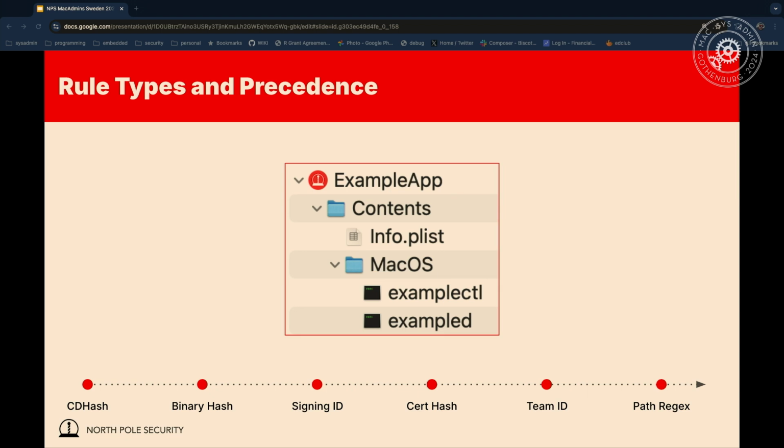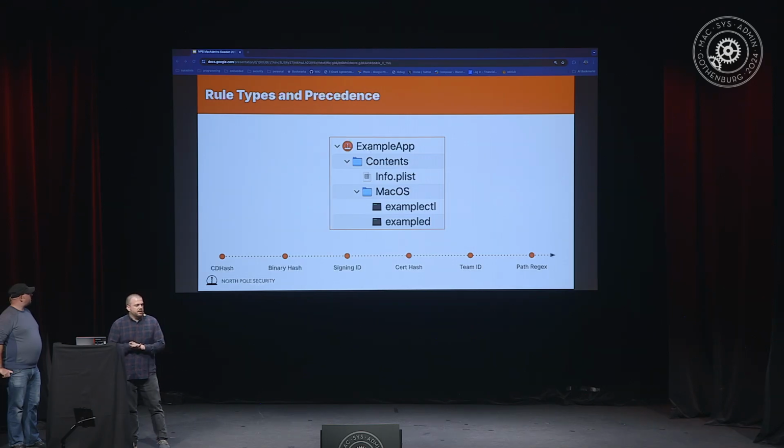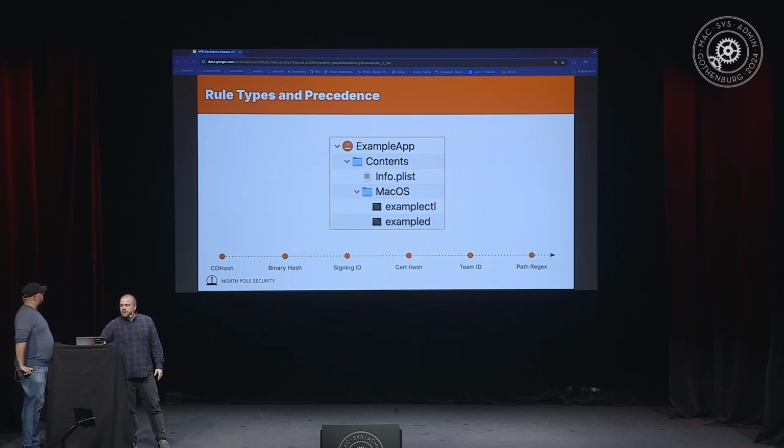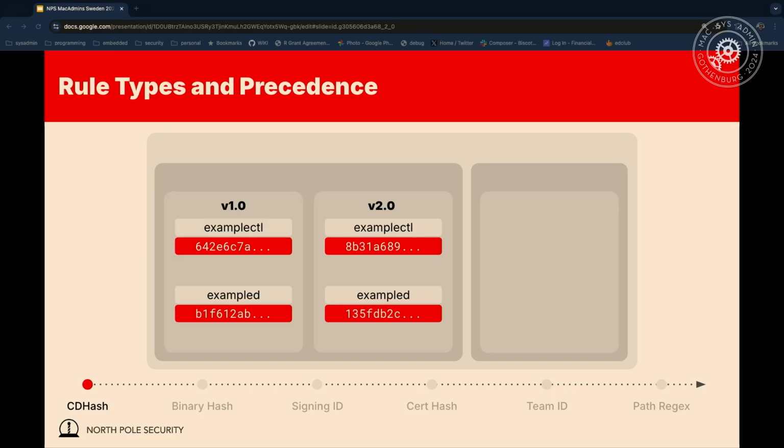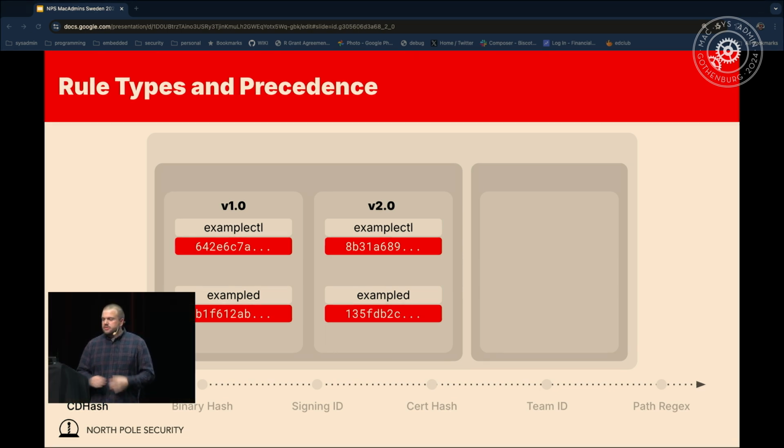I'm sure many of you are familiar with these types, but if you want a refresher, let's step through an example. Here is an app, just a common bundle, and it has 2 binaries in it, example CTL and example D. Using that app, let's assume there are 2 versions floating around. Our rule type with the highest precedence is CD hash, and this value uniquely identifies the code being signed. You can see each binary and version has its own distinct value.